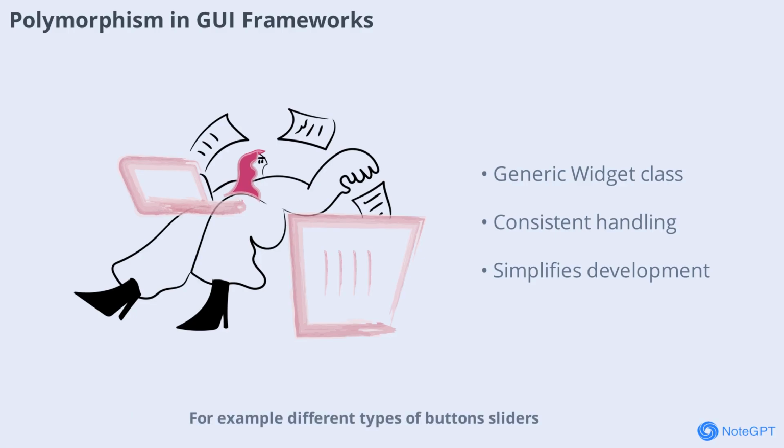Graphical user interface (GUI) frameworks make extensive use of polymorphism. For example, different types of buttons, sliders, and text fields can all be treated as generic widget objects. This allows the framework to handle a wide variety of components in a consistent way, simplifying development and maintenance.